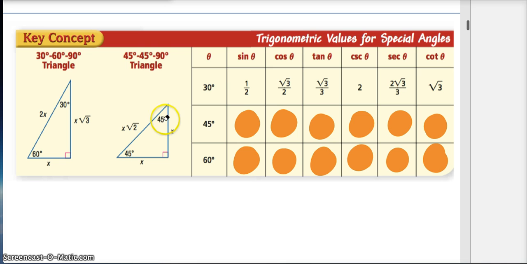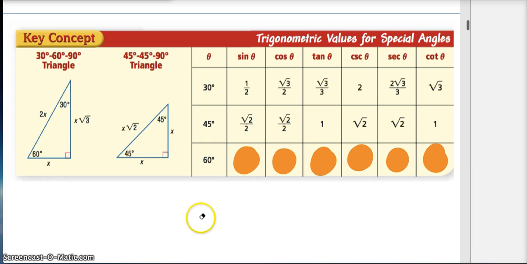So for the 45-degree angle, opposite over hypotenuse is going to be root 2 over 2. First we start off with 1 over root 2, then we get root 2 over 2. Same thing with adjacent over hypotenuse. And then tangent, what do you think tangent is going to be? It's opposite over adjacent. It's going to be 1 because it's x over x. Then we're going to take the reciprocal of each of those and we'll get these values.